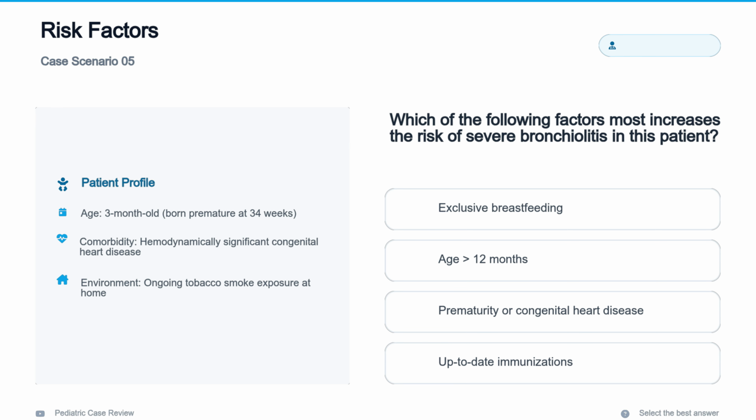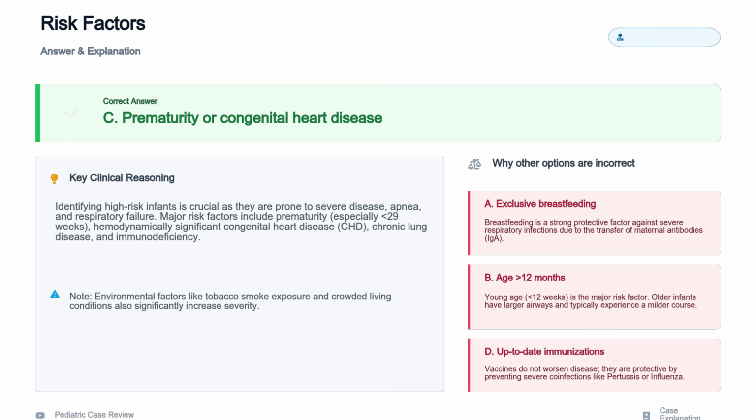Case Scenario 5. A 3-month-old infant was born at 34 weeks gestation, has hemodynamically significant congenital heart disease, and lives in a home with smoke exposure. Which factor increases risk of severe bronchiolitis? Option A, exclusive breastfeeding. Option B, age greater than 12 months. Option C, prematurity or congenital heart disease. Option D, up-to-date immunizations. The correct answer is C, prematurity or congenital heart disease.